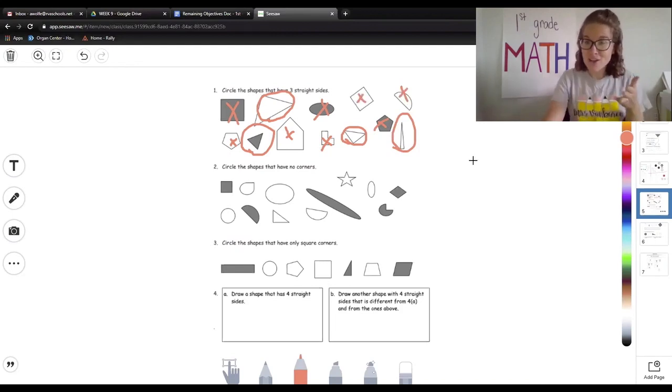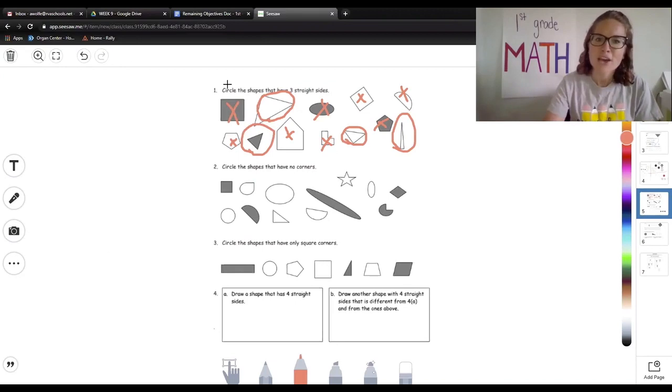Okay, good. So these all have 3 straight sides, but what else can you tell me about the shapes that we circled? They're all triangles. Are they all the same color? No, that's okay. They still are triangles and they have 3 straight sides. Good. Circle the shapes that have no corners.